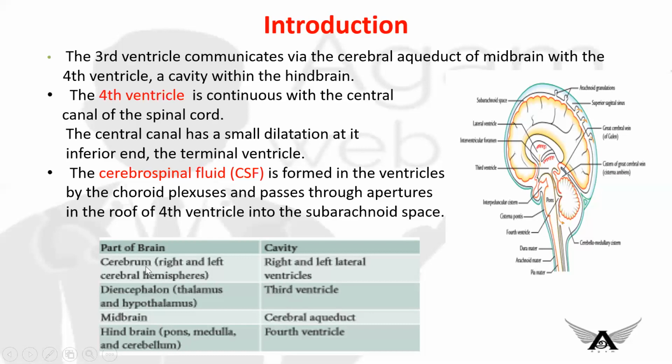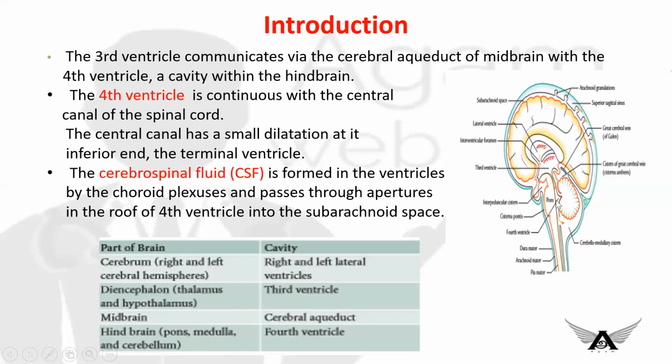So you have the cerebrum. Cerebrum has the right and left cerebral hemispheres. The right and left cerebral hemispheres respectively contain right and left lateral ventricles. Diencephalon contains thalamus and the hypothalamus, and the diencephalon has the third ventricle. It is a narrow slit-like cavity of the diencephalon. The midbrain contains a cerebral aqueduct, and the hindbrain, which consists of pons, medulla, and cerebellum, contains a fourth ventricle.